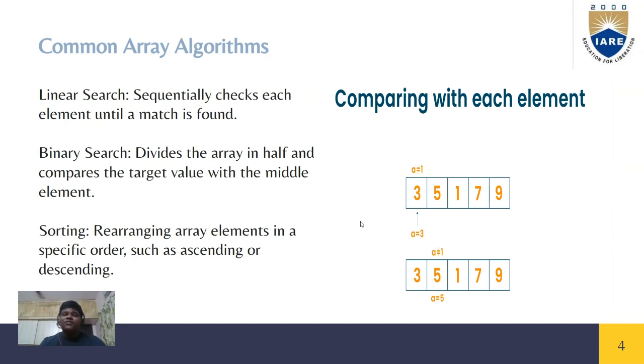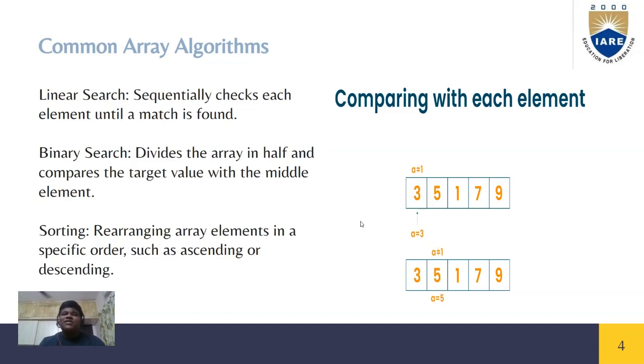Common array algorithms. There are some common array algorithms, which is linear search, binary search, and sorting. Let's begin with linear search. Linear search sequentially checks each element until a match is found. So, each element in a given array is traversed one after another. It covers each and every element from start to end and finds the element and returns the element.